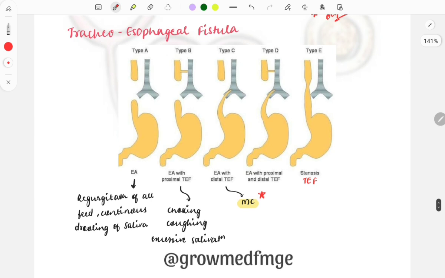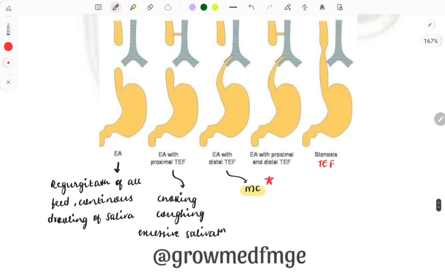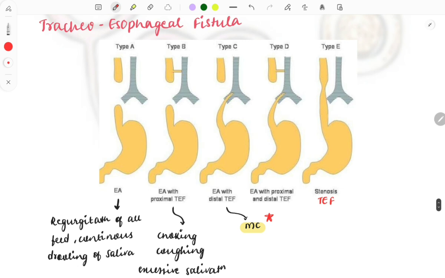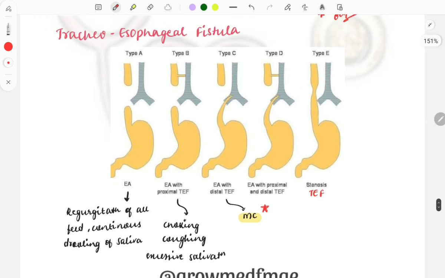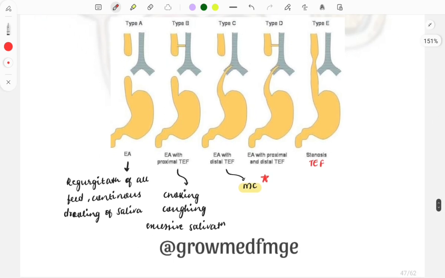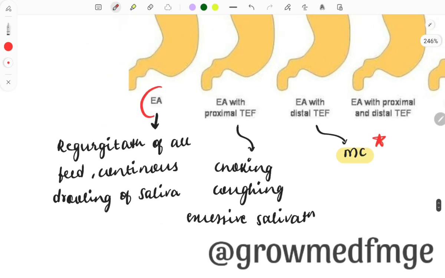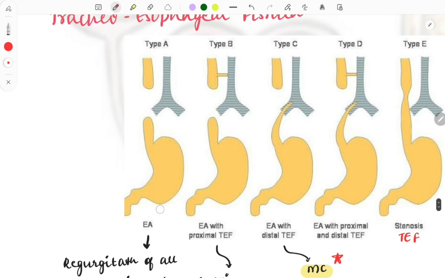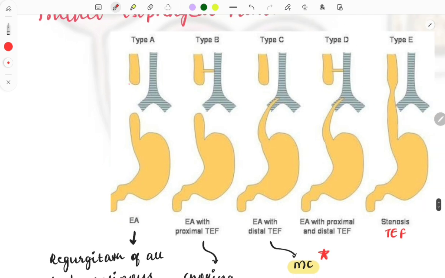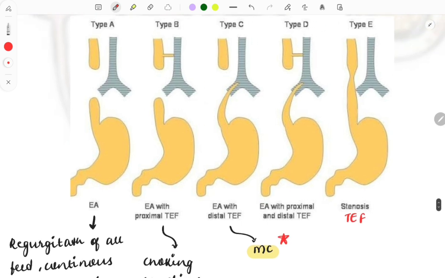Okay, then the tracheoesophageal fistula. So the question most commonly asked from this is the most common type, which is the third type. And questions are also asked on what type 1, 2, 3, 4, 5 describe. So in type 1 you can see that there is only an esophageal atresia. So in esophageal atresia, a blind pouch is seen for the esophagus, and a part of the esophagus is not formed. Okay, so esophageal atresia.